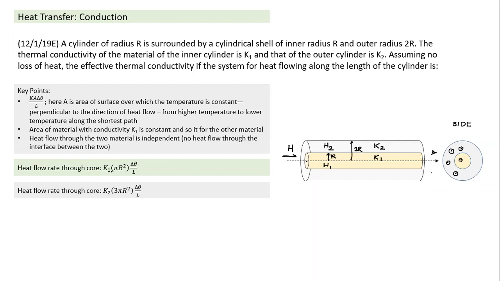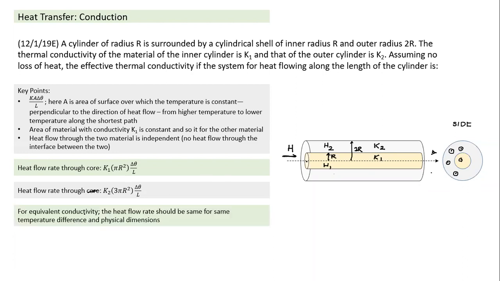Heat flow rate through the core is equal to K1, for that area. Its area is pi r square. Temperature difference is delta theta by L. Similarly, the heat flow rate through the outer part, which is K2, not through the core but through the annular part. Since the radius is 2r, the area of the blue part will be total area minus area of the inner part. It becomes 3 pi r square into delta theta by L. So what is the total heat flow rate?